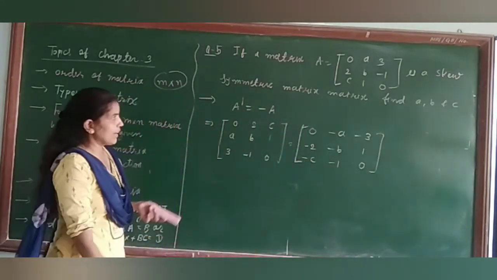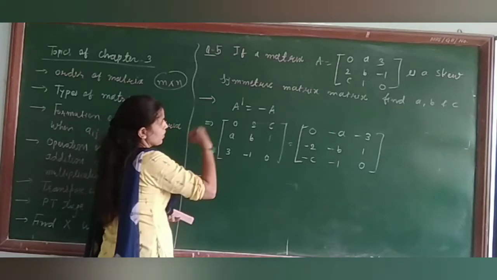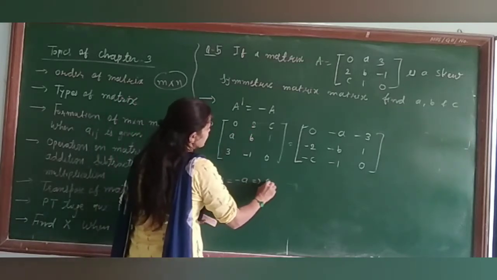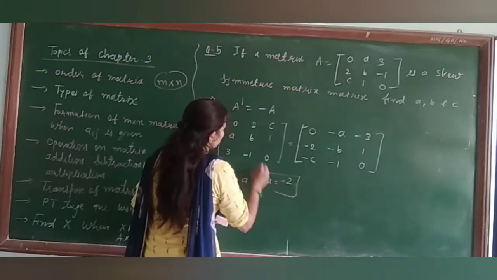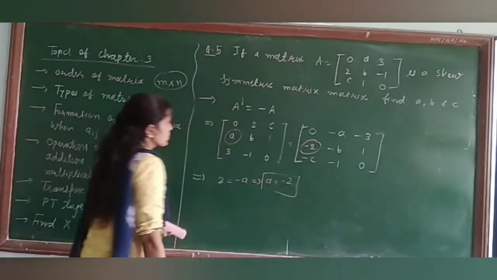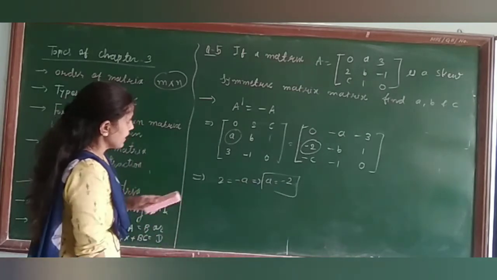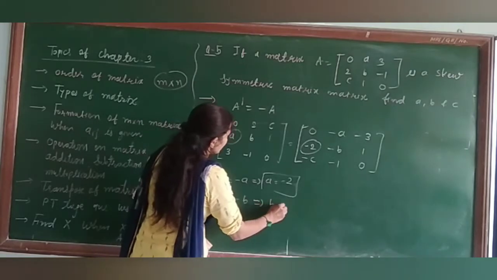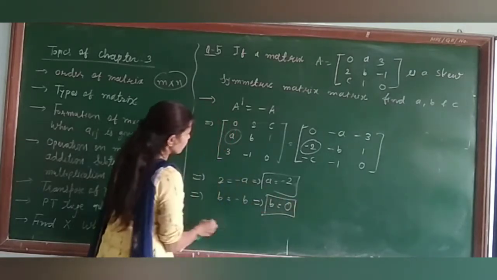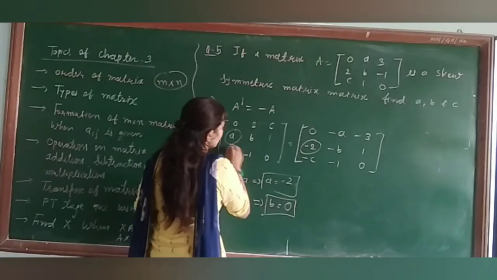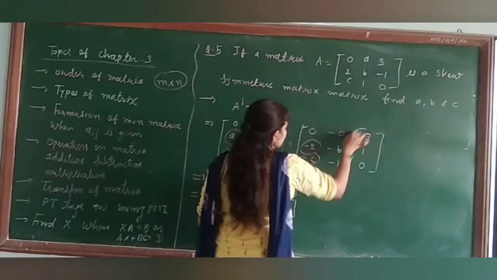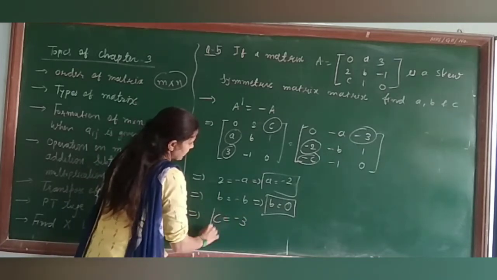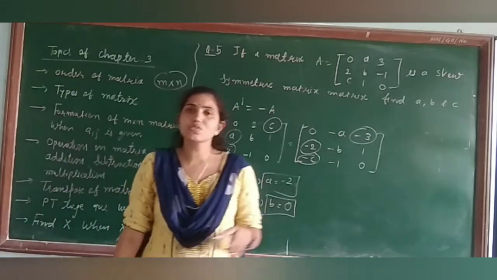Now we have to find out the value of A, B, C. So now compare. By comparing you will get 2 is equal to minus A, that means A is equal to minus 2. Second, B is equal to minus B, so that means B is equal to 0. And C: 3 is equal to minus C, and C is equal to minus 3. So here you have C is equal to minus 3. So this is the solution, students.